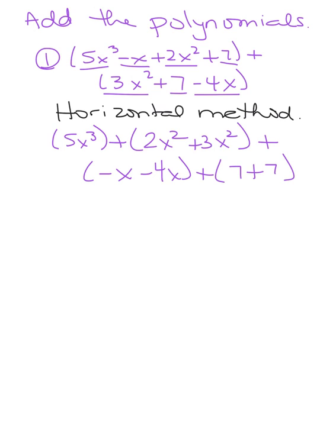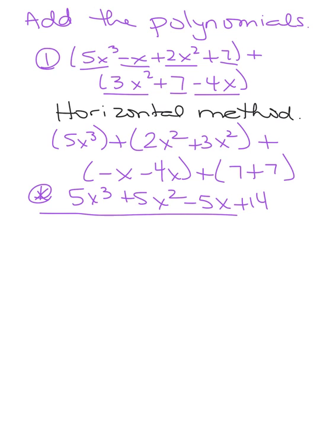Now I can rewrite again in standard form. So I have 5x to the 3rd. When I add 2x squared plus 3x squared, I get 5x squared. And then when I add negative x minus 4x, it gives me negative 5x. And then when I add 7 plus 7, that gives me 14. So that right there is my final answer in standard form.